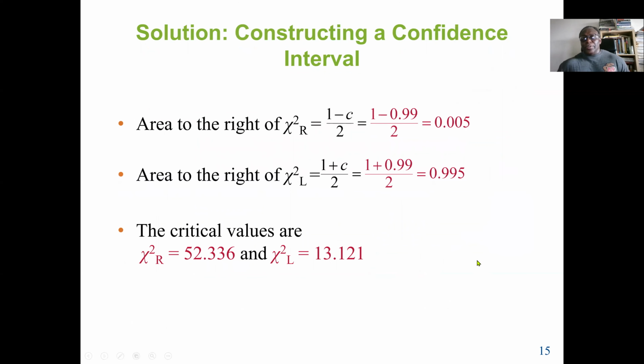This is it again, because we already know chi-square to the right, 0.005, that's the column at the top. Then chi-square left is 0.995 at the top. Degree of freedom will be the row, which is 29, 30 minus 1. So we get these two values.